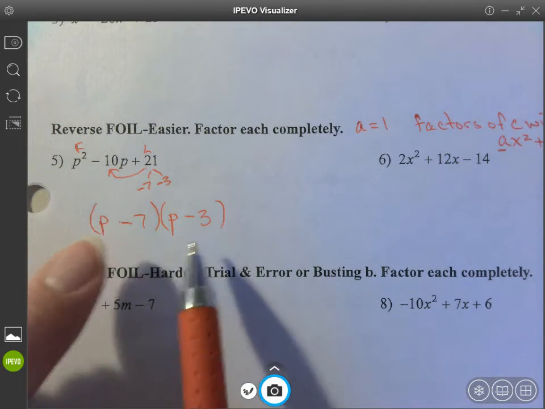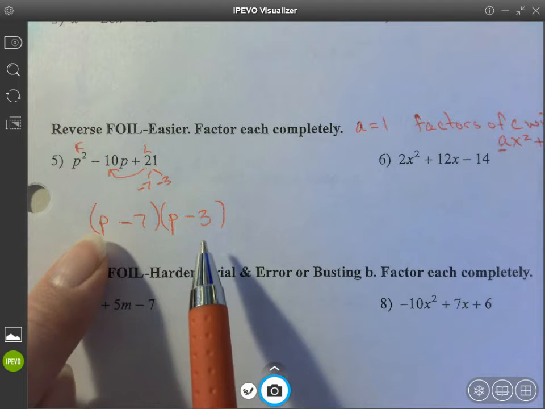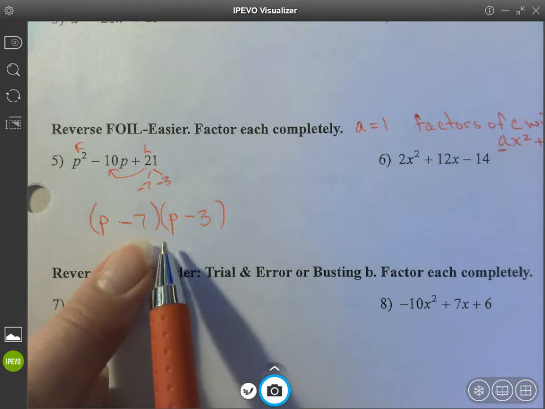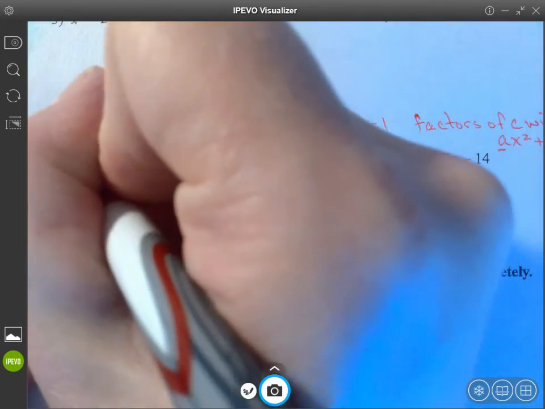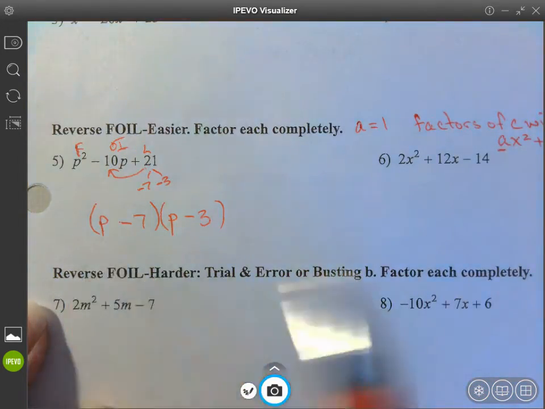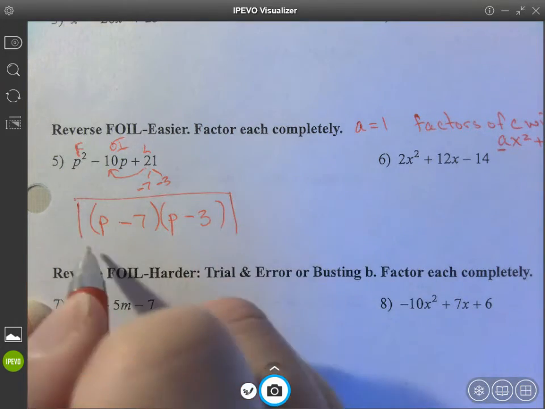I've got my p squared. I've got my 21. The outside is negative 3p, negative 7p for the inside. There is my outer and inner that I checked. All right, so that shouldn't be too bad. Let's look at number 6.